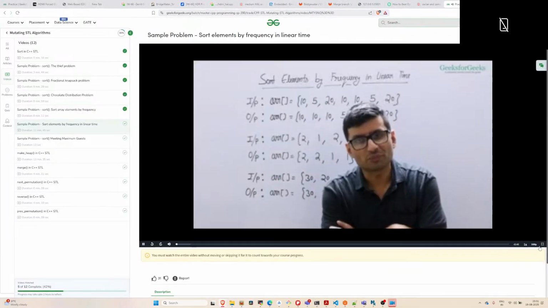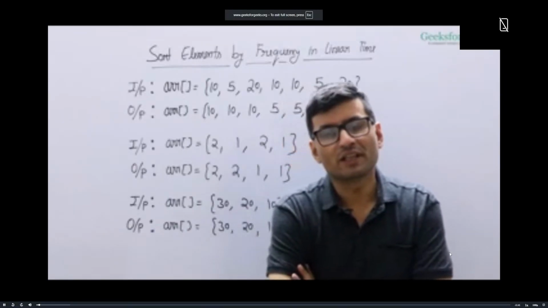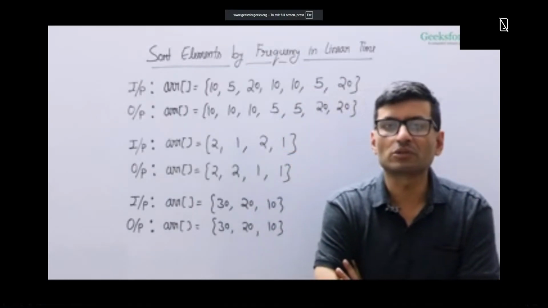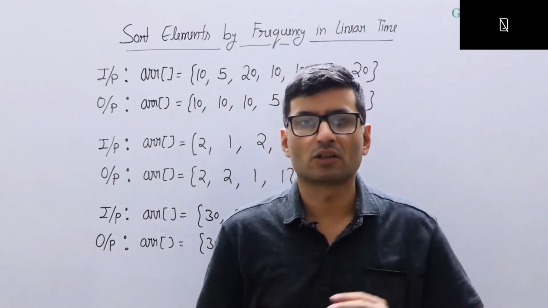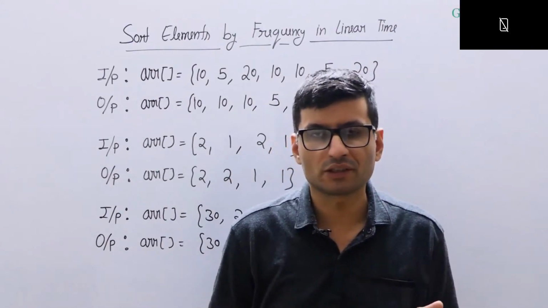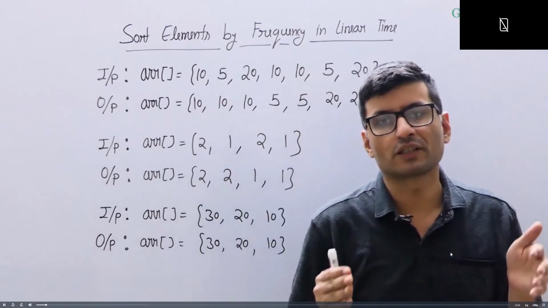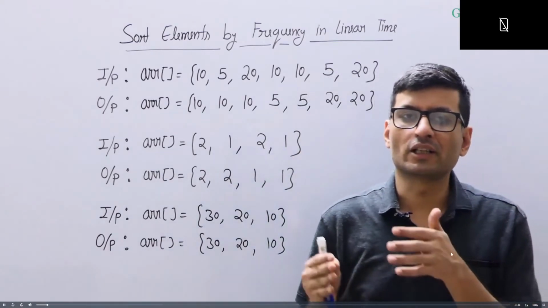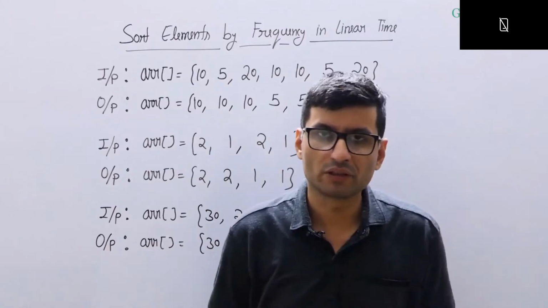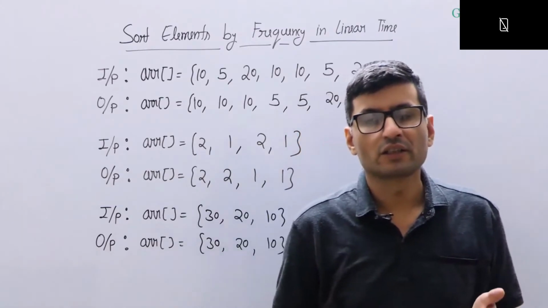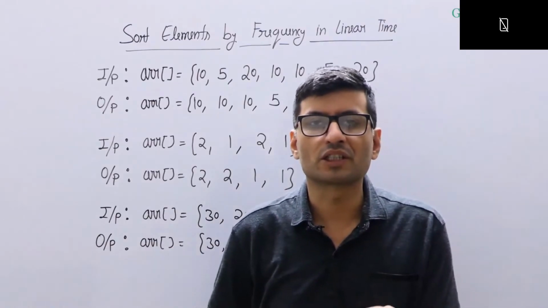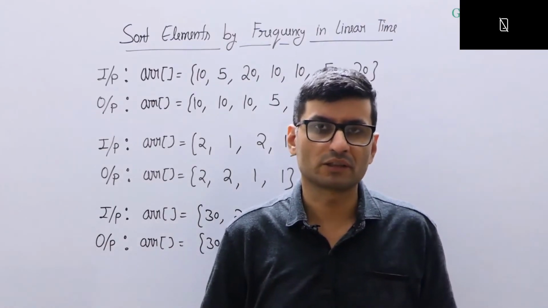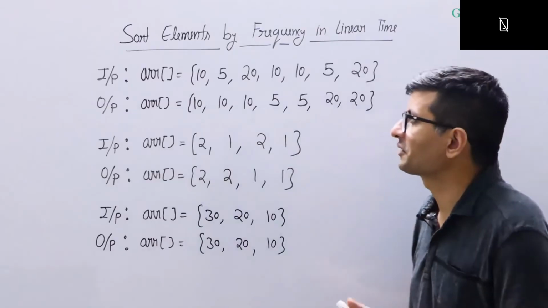Let us talk about this problem. We are given an array of items. We need to sort these items according to their frequencies. The top frequent item should appear first, then the next most frequent, then the next most frequent, and the last item should be the least frequent. If there is a tie, then we need to break the tie by picking the element which has leftmost first appearance. Let's understand the problem with these examples.